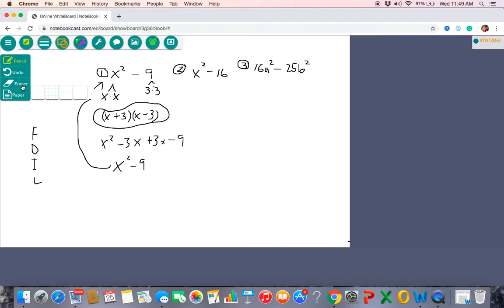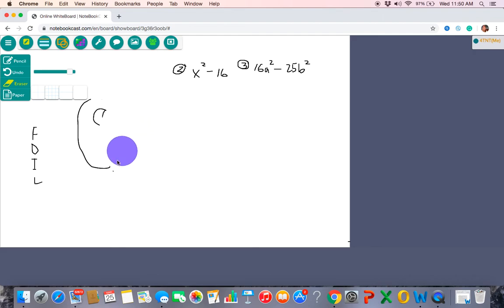All right, I'm going to erase this now. I'm going to get my bouncing ball to erase 1. Now take a look at 2. Maybe you can already just look at it and say, oh, I got it, I can see what the answer is. I hope you are at that place. You know that x times x is x squared, and this is going to be negative 16. What's the square root of 16? It's 4, so it's going to be a positive 4 times a negative 4.